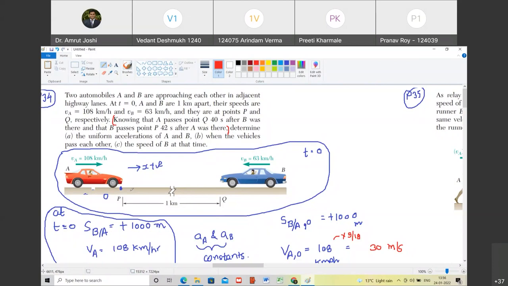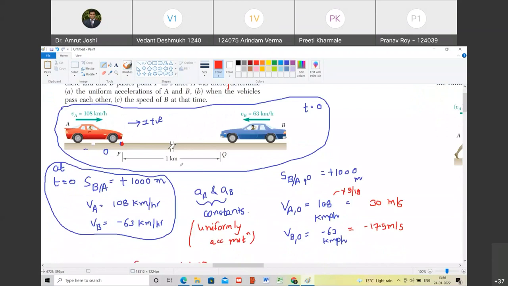Let me explain once again for those who did not understand. Knowing that A passes point Q 40 seconds after B was there. When was B there at Q? B was there at Q at time t equal to 0 seconds. So car A will be at Q at time t equal to 40 seconds. What is the position of car A at time t equal to 40 seconds? It is nothing but 1 kilometer because P is our origin. Are you with me?